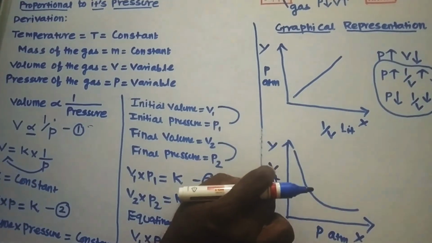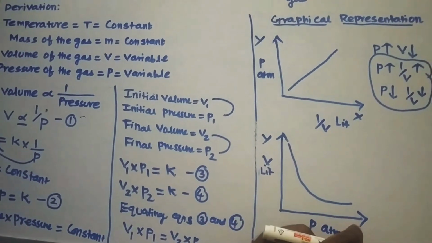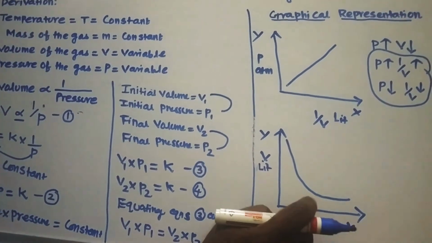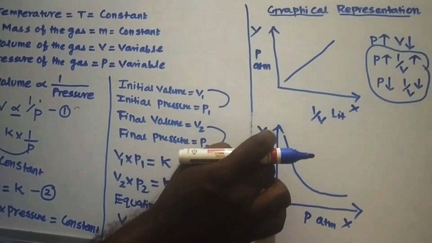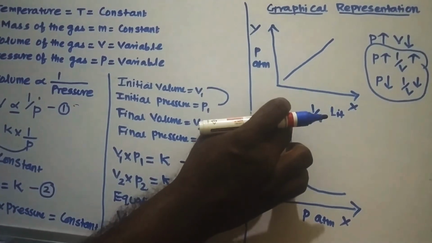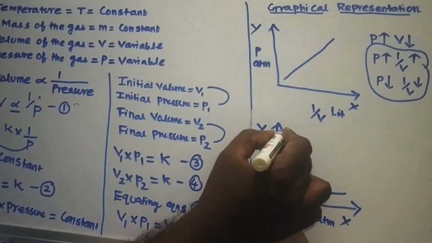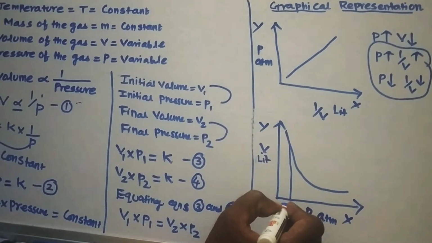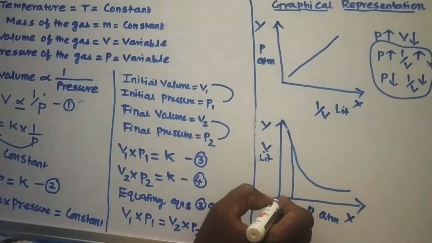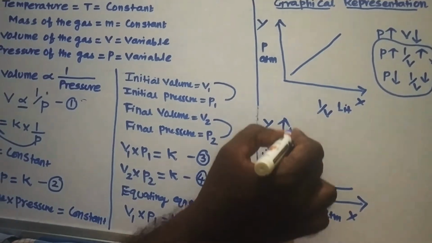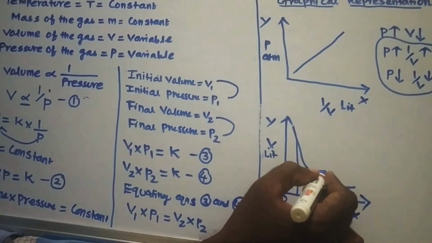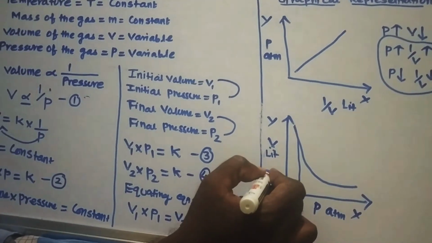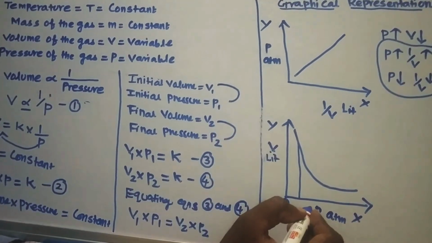Then we take the next graph. In the x-axis, we take the pressure in atmosphere. In the y-axis, volume in liter. Therefore, if the volume increases, at the same time pressure decreases, nearly to zero value. If the pressure increases, then the volume of the gas decreases. So this is the relation between P and V.